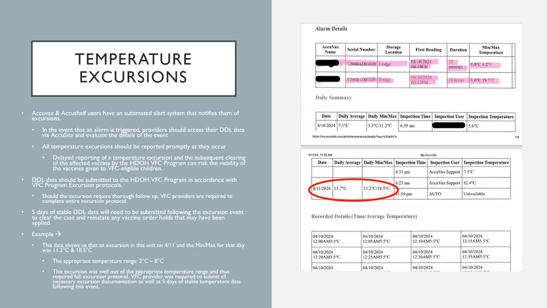Here on the right, you're going to see an example of an excursion that was found in an AccuVax. You can see here that the max temperature was 12.4. Actually, the min that day was 11.2 degrees Celsius. The max was 18.5. I apologize about that. And that occurred on 4/11. This was well out of the appropriate range for fridge units, which is 2 to 8 degrees Celsius, which meant that the full excursion process needed to occur. And the necessary documentation needed to be submitted to our team here. Next slide, please.